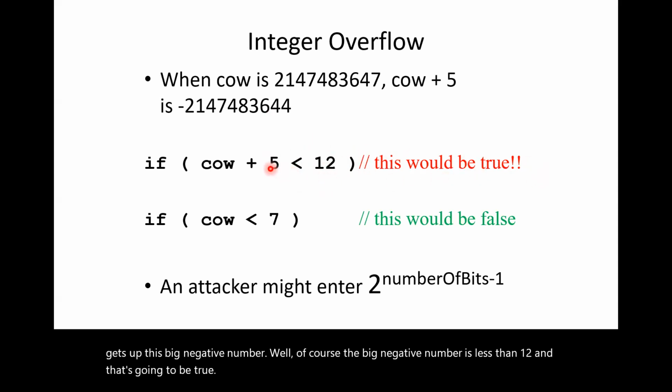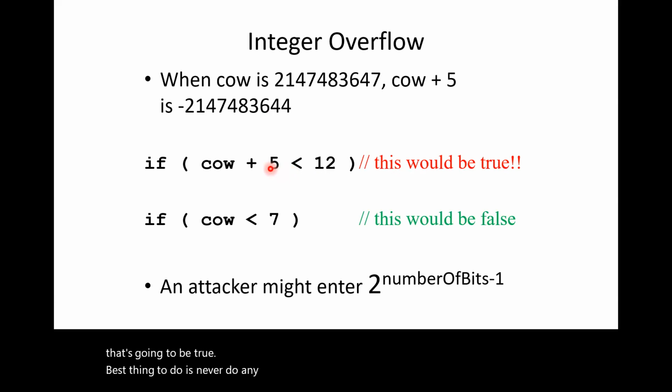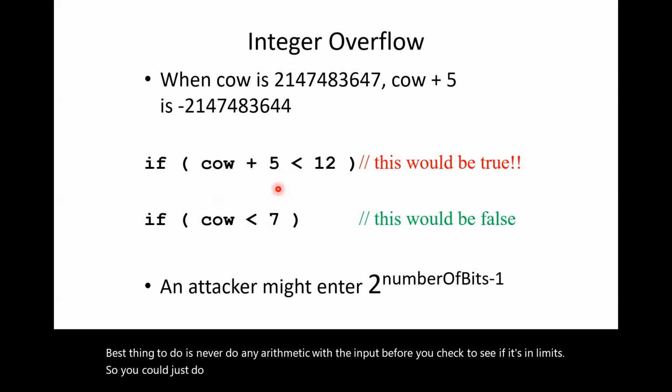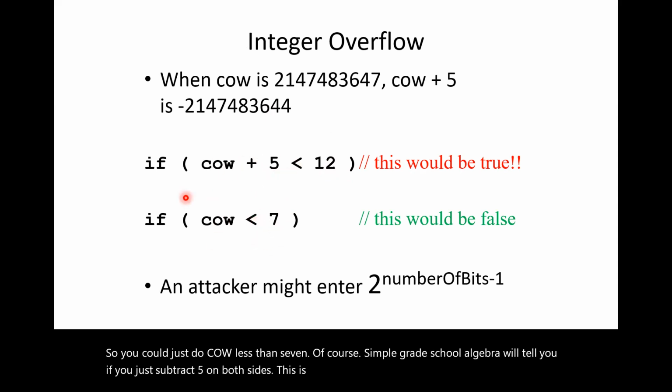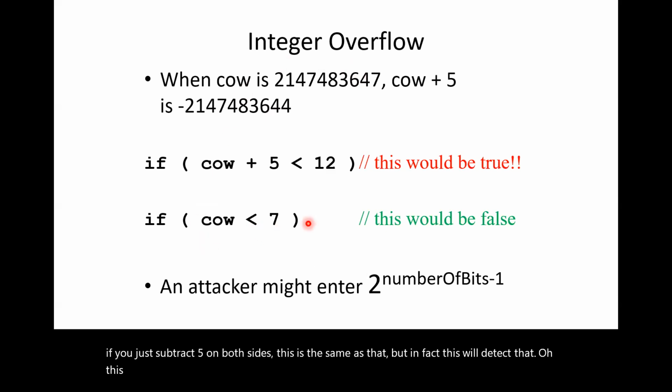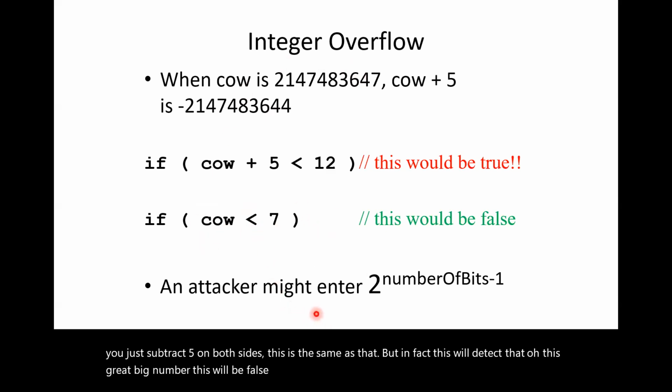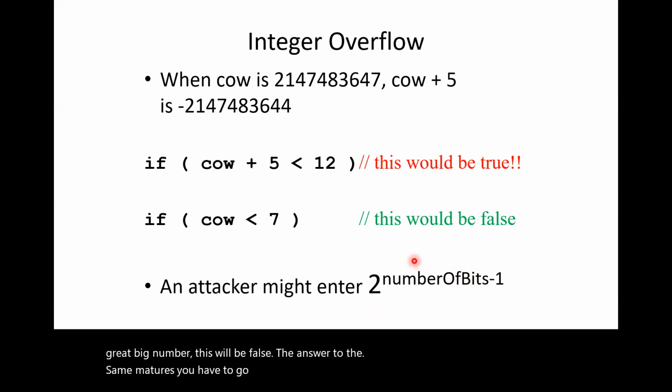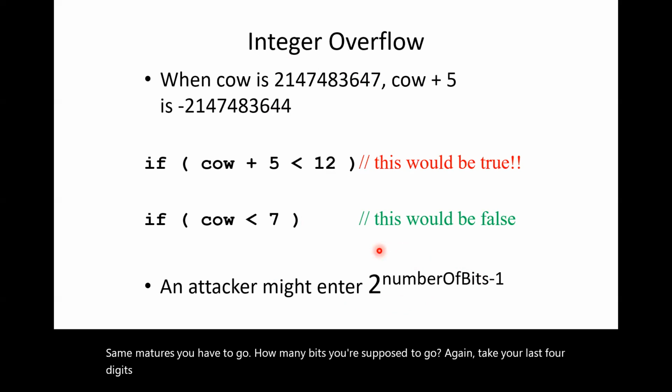Best thing to do is never do any arithmetic with the input before you check to see if it's in limits. So you could just do cow less than 7. Of course, simple grade school algebra will tell you that if you subtract 5 on both sides, this is the same as that. But in fact, this will detect that, oh, this great big number, this will be false. And the answer to assignment 2 is you have to go, how many bits you're supposed to go? Again, take the last 4 digits of your ID number, mod 31.